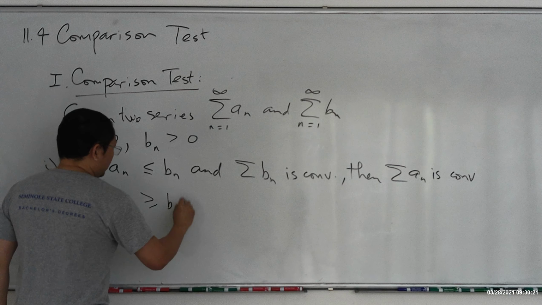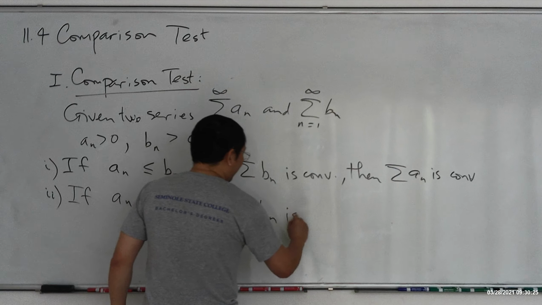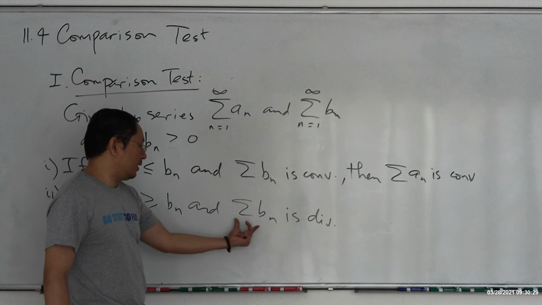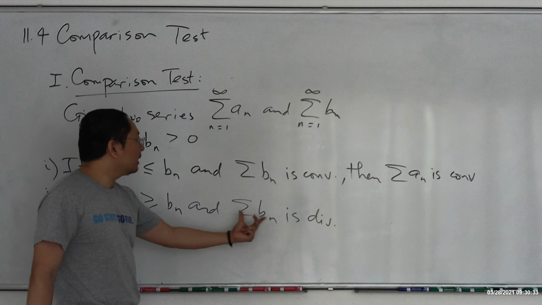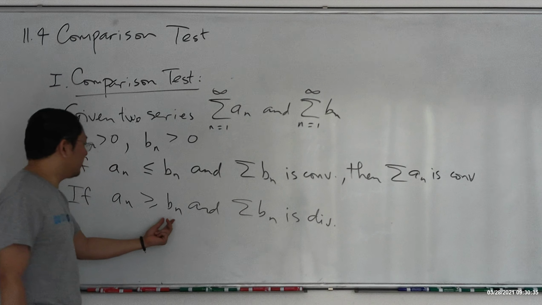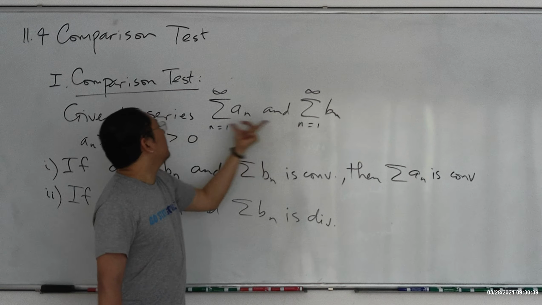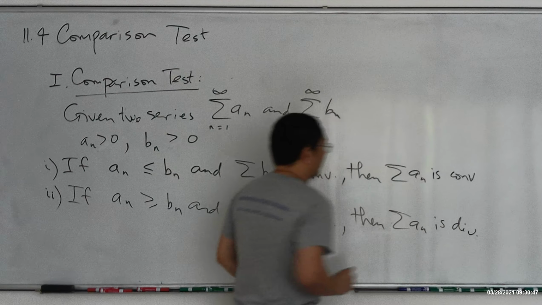AN is greater than or equal to BN, and the sum of BN is divergent. All the terms B are positive, right? And the sum being divergent means what? This sum is going to go to infinity. AN is bigger than BN means what? This sum is bigger than that. Of course, something bigger is going to go to infinity as well. Then the sum of AN is divergent to infinity. That's what it's saying.